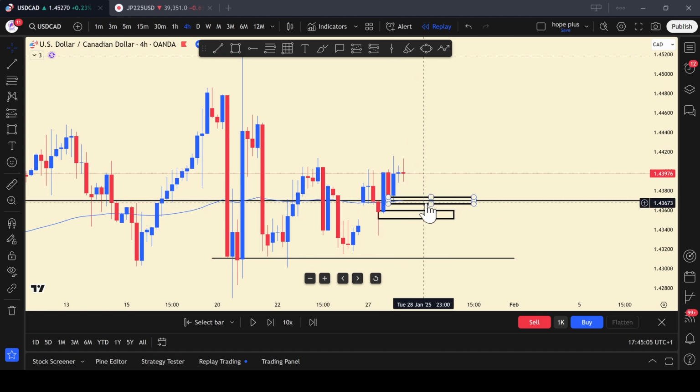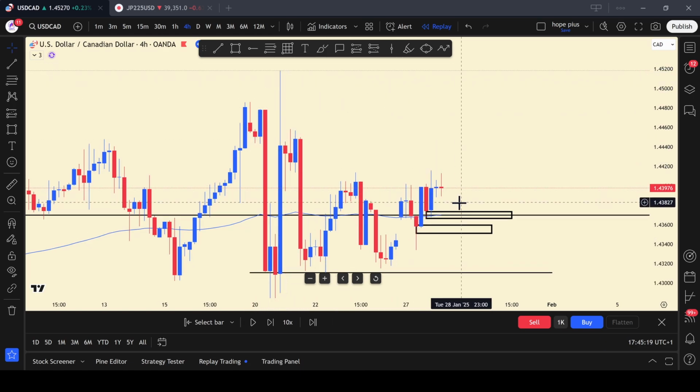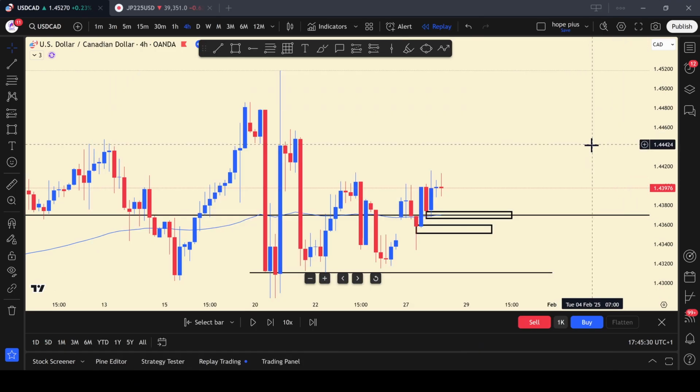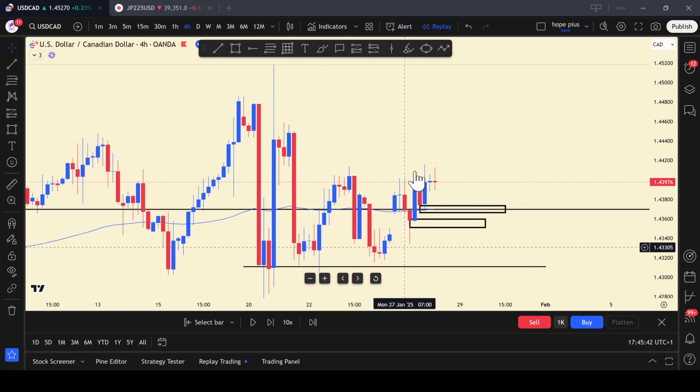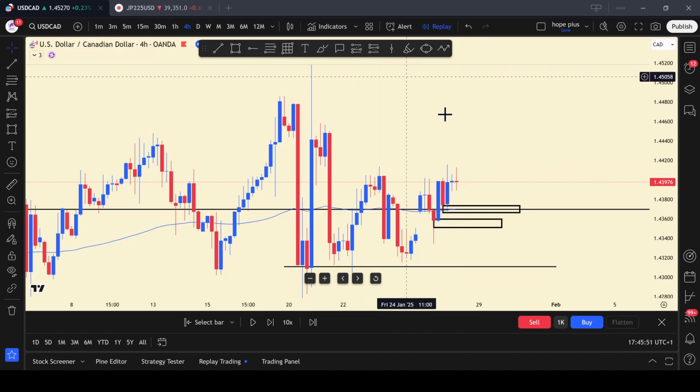And I sent this out to my pip hunting signal group. And they were able to take the trade 100%. And then we target this level. I'm going to drop a screenshot of the email that I sent somewhere here. I'll put it here. So from there, we move to the next step. So now is the entry. In this case, we have to wait for price to come in and then give us our entry. So I'm going to let this play out.